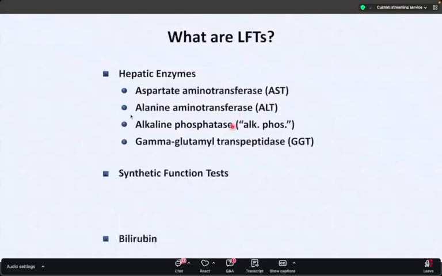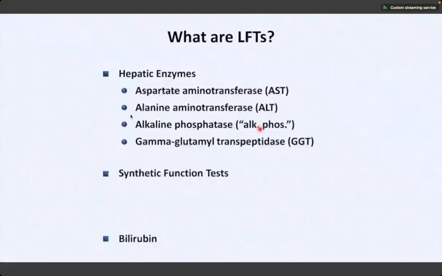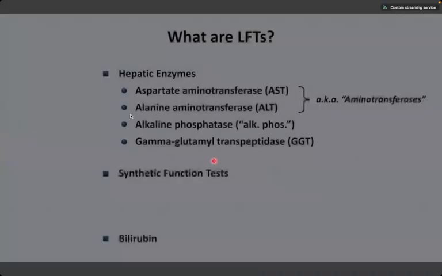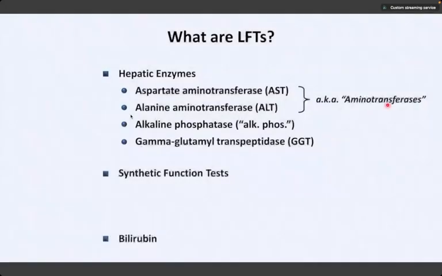Then we have the alkaline phosphatase, which we affectionately call ALPHOS, and the gamma glutamyl transpeptidase, which is affectionately called gamma GT. Now, the AST and the ALT are collectively known as the so-called aminotransferases. In addition to these 4 enzymes, the literature also frequently discusses the use of something called 5' nucleotidases. However, I've never seen that ordered, so we'll stick to aminotransferases.